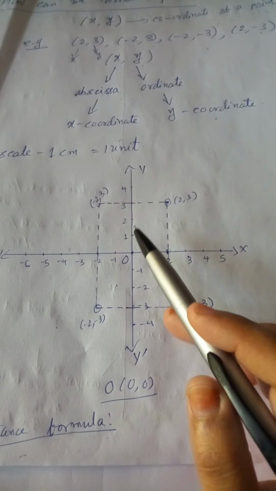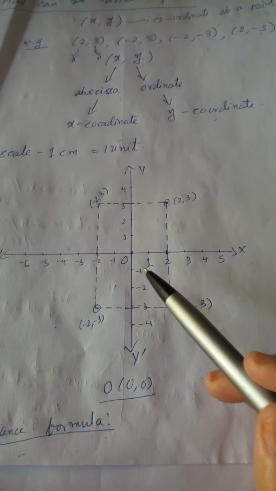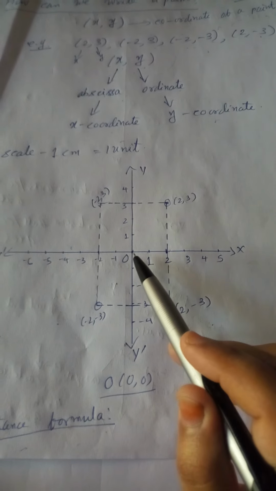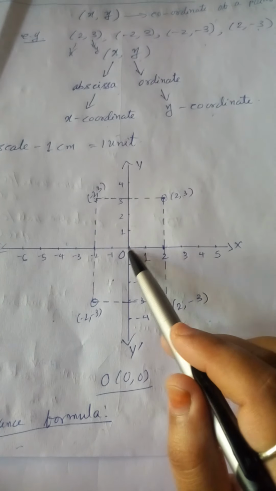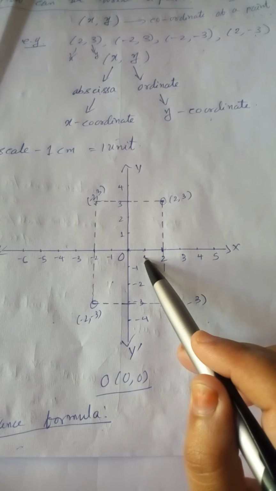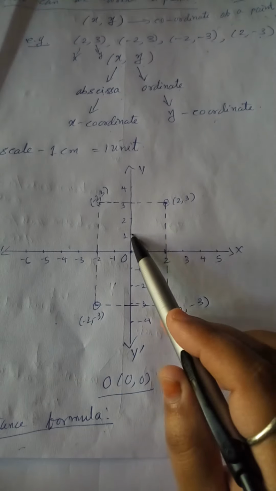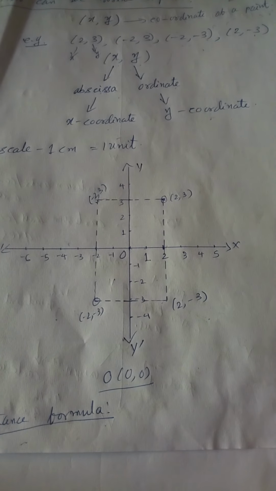There also you can divide by 1 centimeter: 1, 2, 3, 4. They are also divided by 1 centimeter, but on this side the y value is negative, so I write -1, -2, -3, -4. This is 0. From here to there is 1 centimeter, and from this one we start counting 1. There also, this way, we start from 1.